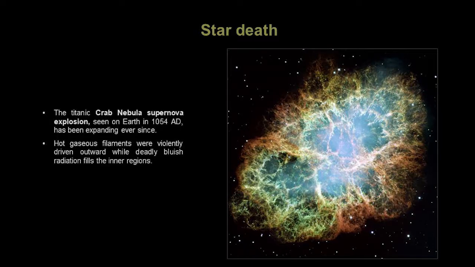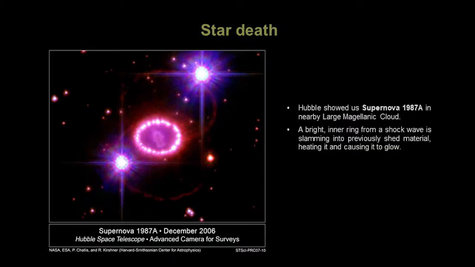So the Crab Nebula is a very, very well-studied object, and for good reason, because it tells us a lot about how stars die, especially stars of higher mass. Here's another image that up until just recently was only possible using Hubble.